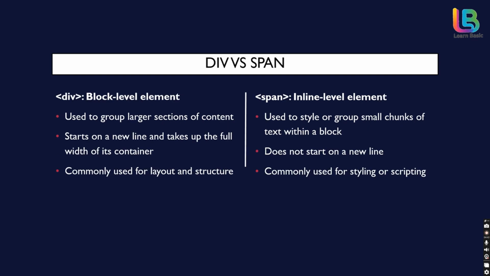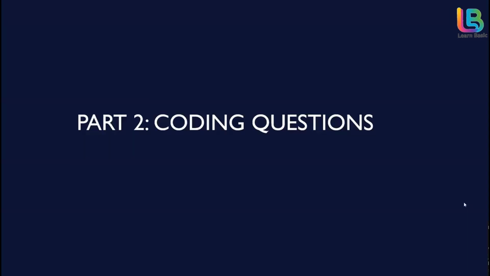What is the difference between a div tag and a span tag? Div tag is a block level element. It is used to group larger sections of content, whereas span is an inline level element. It is used to style or group small chunks of text within a block. Div tag starts on a new line and takes up the full width of the container, whereas the span tag does not start on a new line. Div tag is commonly used for layout and structure, whereas the span tag is commonly used for styling or scripting. Alright, now let's jump into the coding round.